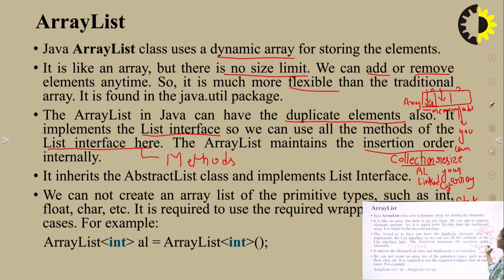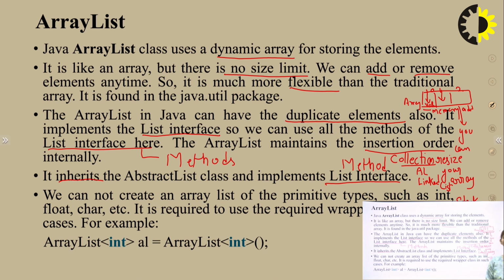It means that the way the elements are inserted in your array list is going to be maintained in your array list. It inherits the abstract list class and implements the list interface. Now we are saying that it inherits, which means inheritance will be there, that the abstract list class and implements the list interface. All of the methods present inside of this are implemented by your array list. So these are the things which we have discussed with your array list.